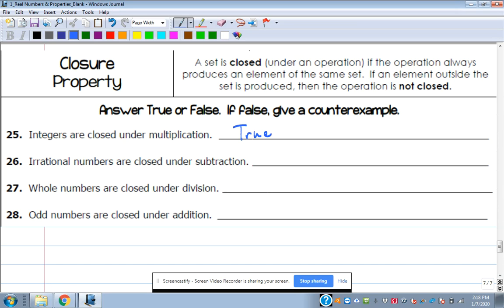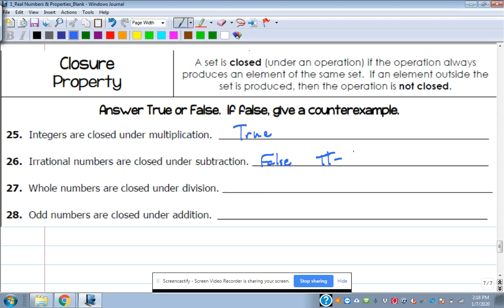Well, that's a great example. Pi minus pi, that's two irrational numbers, right? Pi is irrational, pi is irrational. Subtract them, you get 0. Is 0 irrational? No, we know 0 is a whole number, it's an integer, it's a rational number, it's real. This is false.